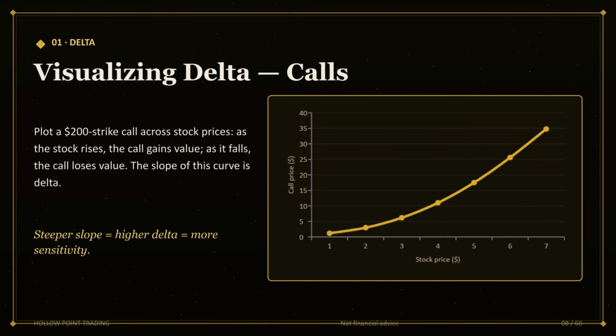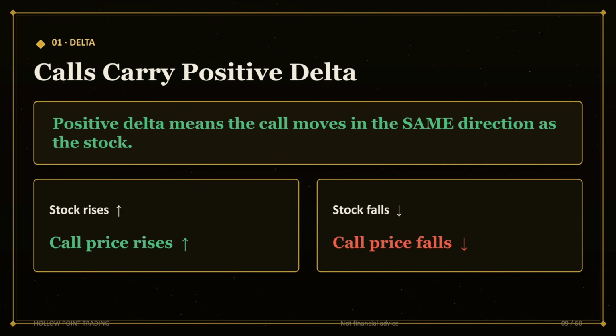When we visualize delta for call options, we look at the slope of the curve. As the stock price increases, the value of the call rises. The steeper that curve, the higher the delta, and the greater the sensitivity. Call options carry positive delta. This means that if the underlying stock price rises, the call price rises as well. They move in the same direction.